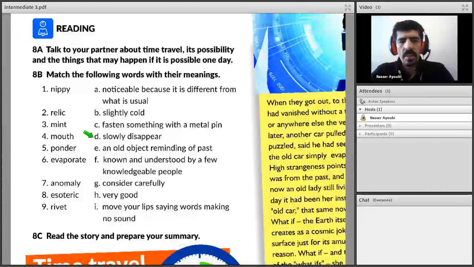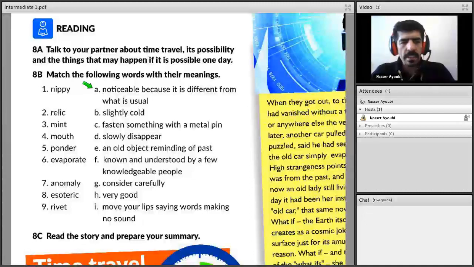7, anomaly. Anomaly is A. Noticeable because it's different from what is usual. It's noticeable because it is unusual. Anomaly, A. It is a noun.